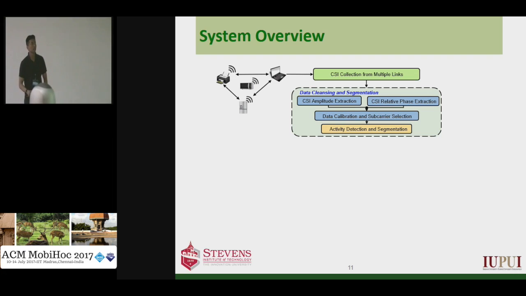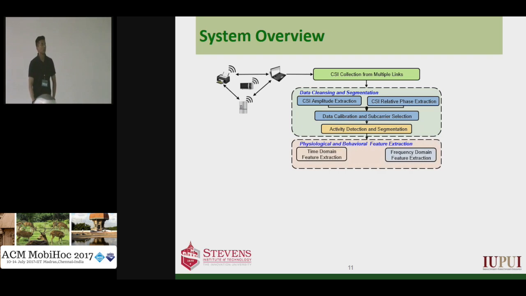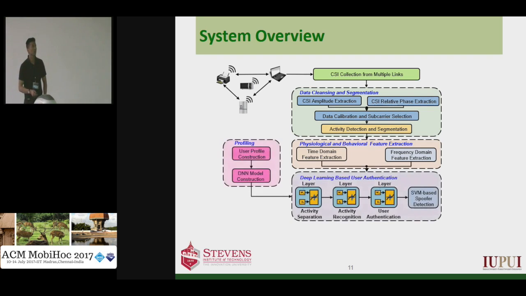And after that, we calculate the moving variance and the short-time energy to detect the useful segments of the daily activities, including the walking activity and the stationary activity. And after that, for each individual segment, we extract features from both time domain and frequency domain to capture the physiological and the behavior features from the activities. And after that, we feed all the features into the deep learning model.